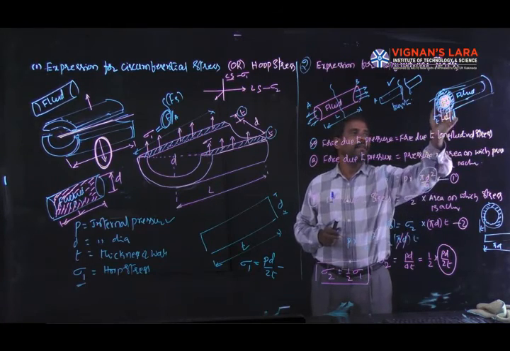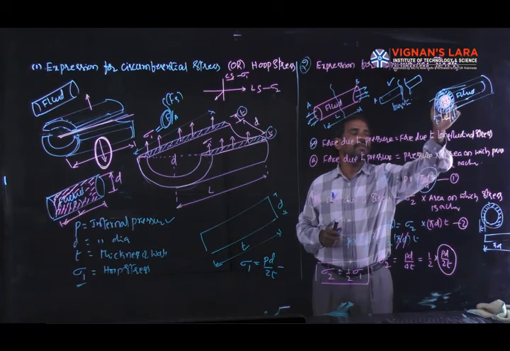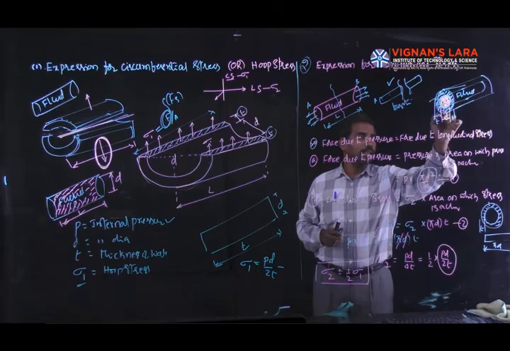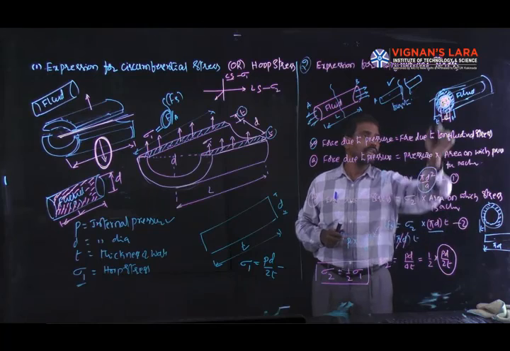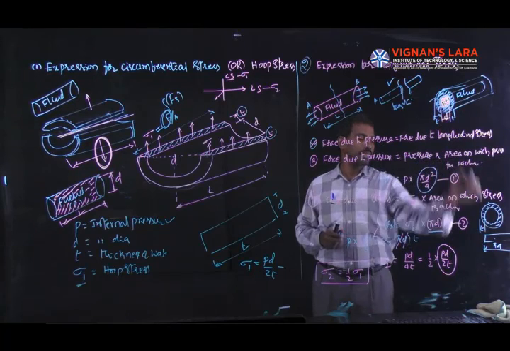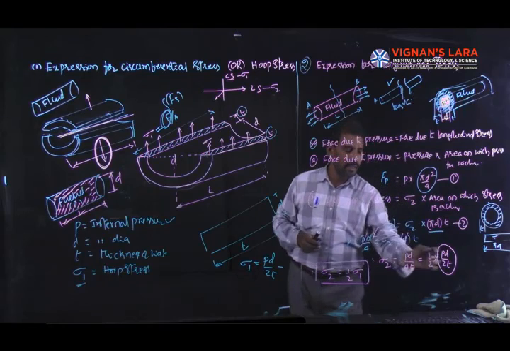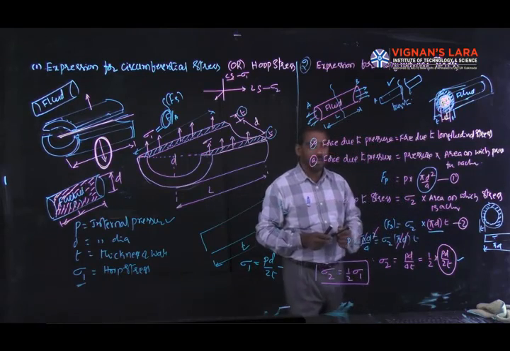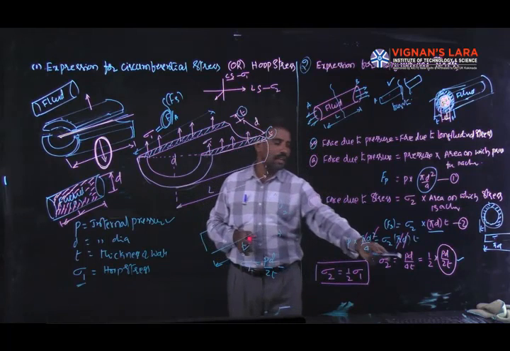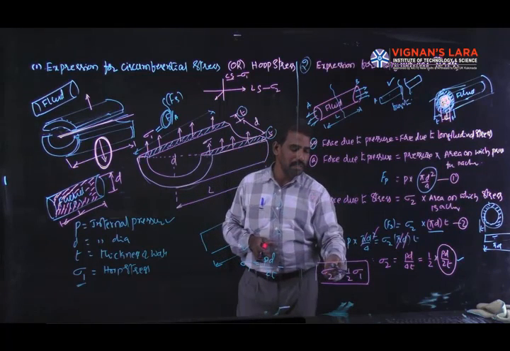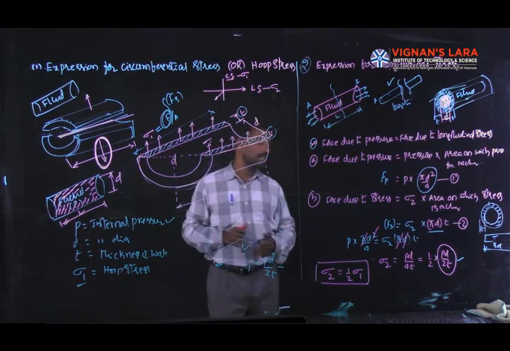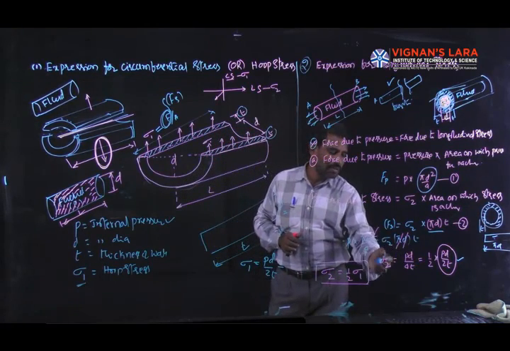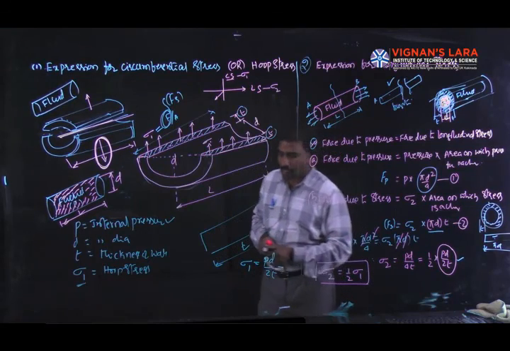The force due to the stress, represented by blue color, acts on an area equal to circumference into thickness. When expanded, it looks like a rectangle, so that is the area. Finally, equating, it becomes PD by 4T. Therefore, this is the longitudinal stress represented by sigma 2, and sigma 1 is the circumferential stress. The longitudinal stress is equal to half of the circumferential stress, so the longitudinal stress is much smaller than the circumferential stress.